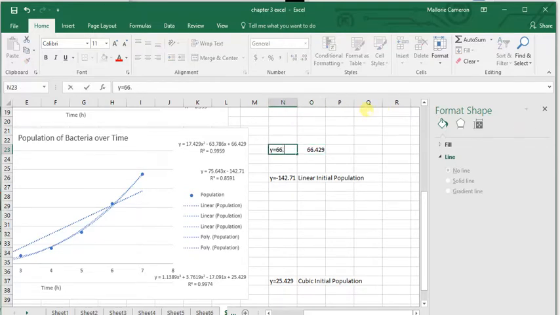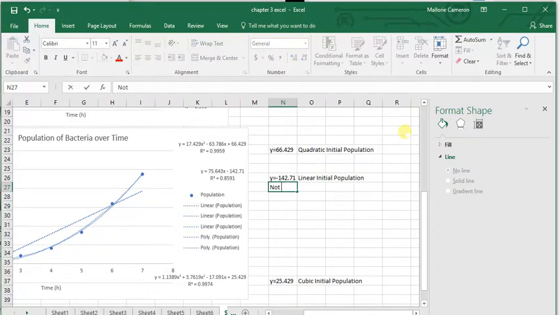Y equals, and this is going to be the quadratic initial population. Okay, so are these reasonable? So let's just take a quick look. This is negative. If you can see that negative there, this is negative 142. Can the bacteria start as negative and then go up? No, that doesn't even make sense.